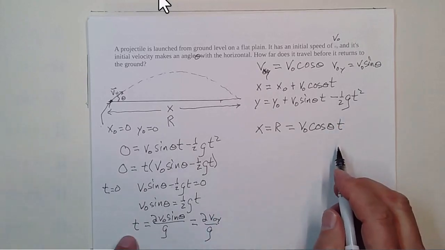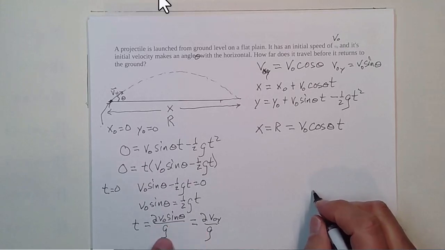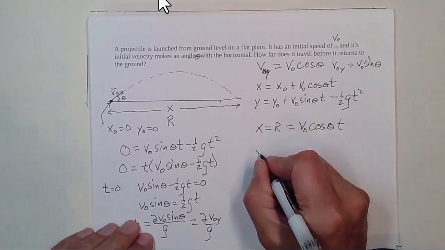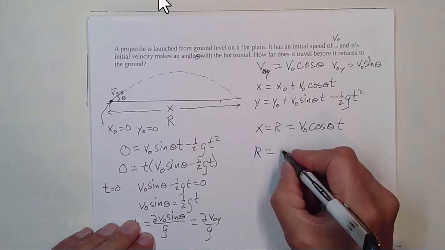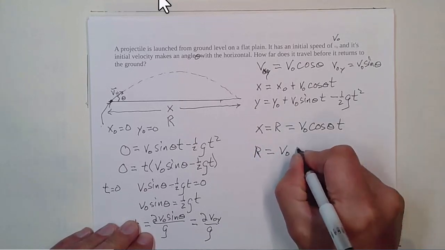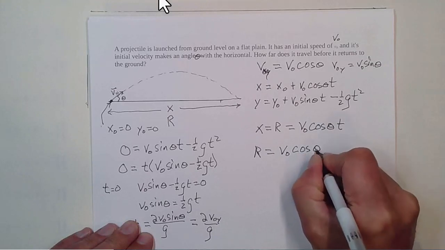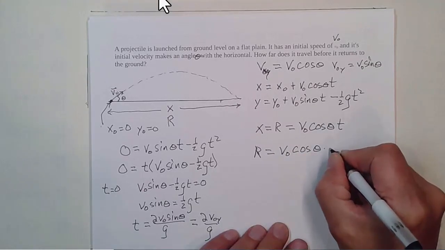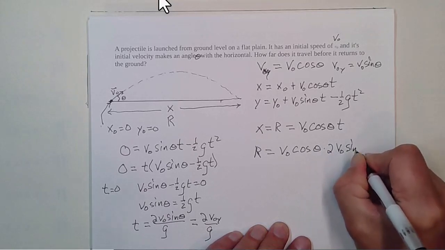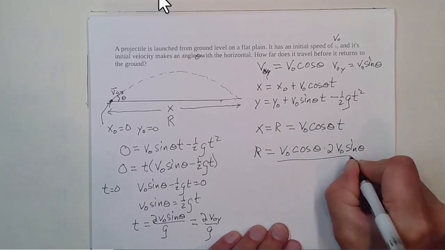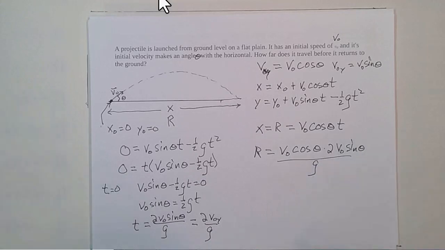But we found out that the time of flight is 2 v naught sine theta over g, so we can say, I'm just going to write it as the range of the projectile. I'll have v naught cosine theta times 2 v naught sine theta divided by g. Now I'm going to rearrange terms a little bit.